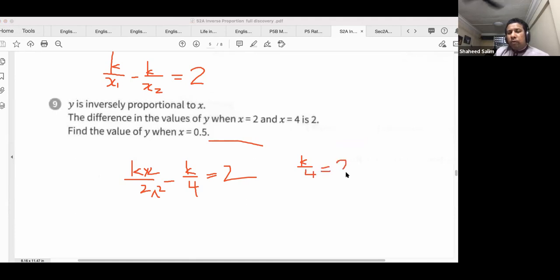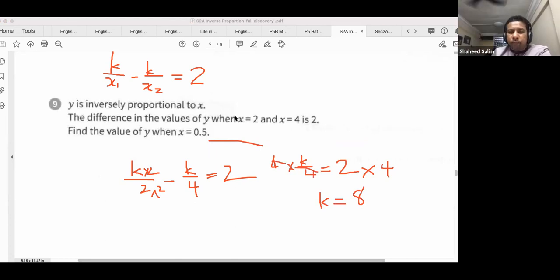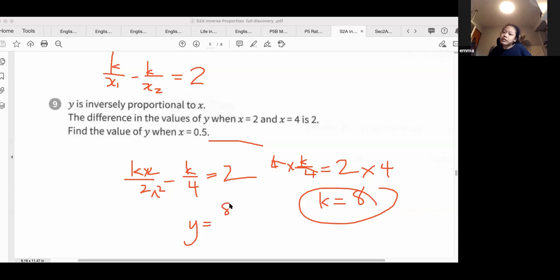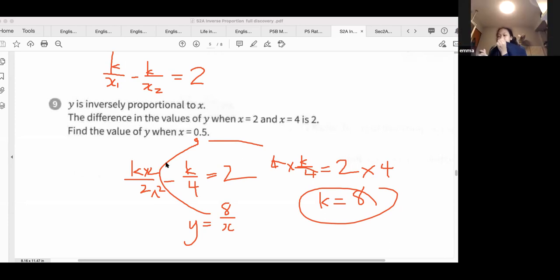So get rid of the 4. How do you get rid of 4? You times by 4 down here, and then times by 4 over here. K is equal to 8. So now you have the formula. Can you tell me what's the formula now, with K equals to 8? Y equals to 8 over X. Good. Now you put in the value of X to find out what's the value of Y. And the value of Y is 16. Yes.